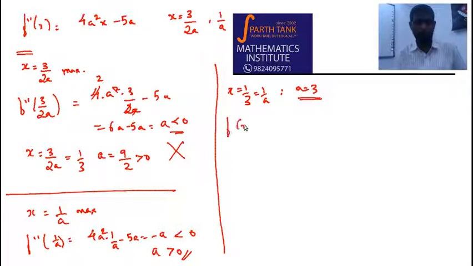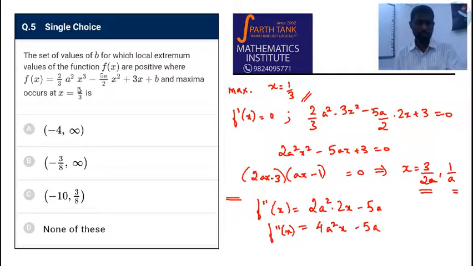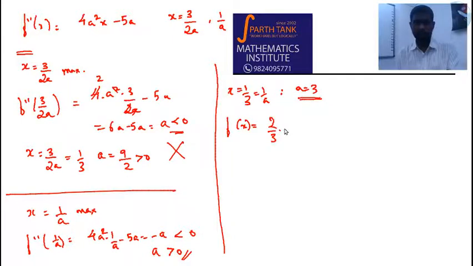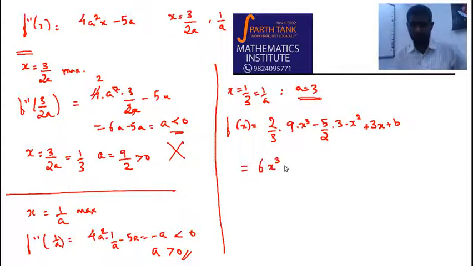Therefore, what will f of x be? If a is 3, then the whole function becomes 2 by 3 into a squared, so 6 into x cube, minus 5 by 2 a x squared, 5 by 2 into 3 into x squared, plus 3x plus b. Alright, this function I have just written here using the value of a. So this becomes 6x cube minus 15x squared by 2 plus 3x plus b.